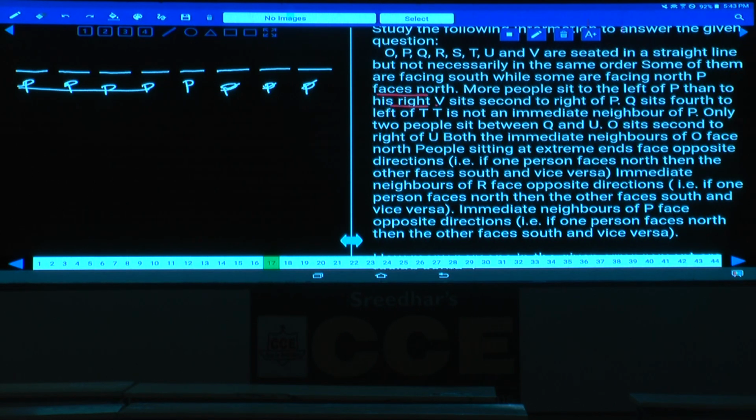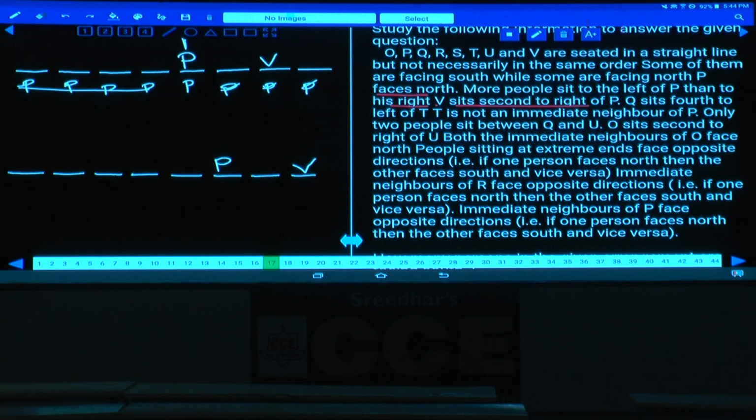And again, this P is facing towards which direction? North. And V sits second to the right of P. One more piece of information. Now, if you take P at this place, that is the first possibility, then V will be here. Then what is the second possibility here? 3, 4, 5, 6, 7, 8. Now, if P is at this place, then V will be here. There are only 2 possibilities.